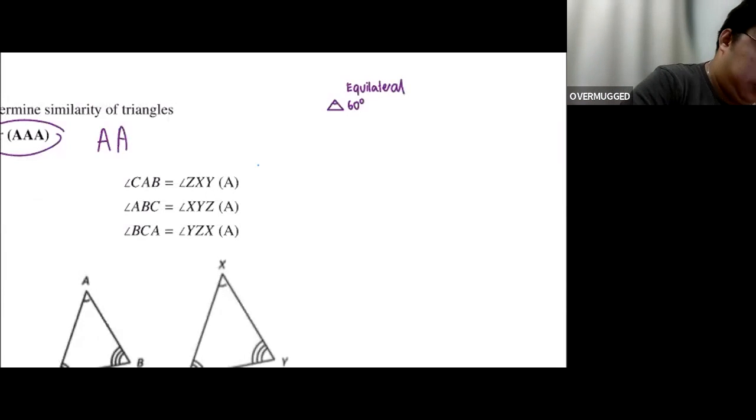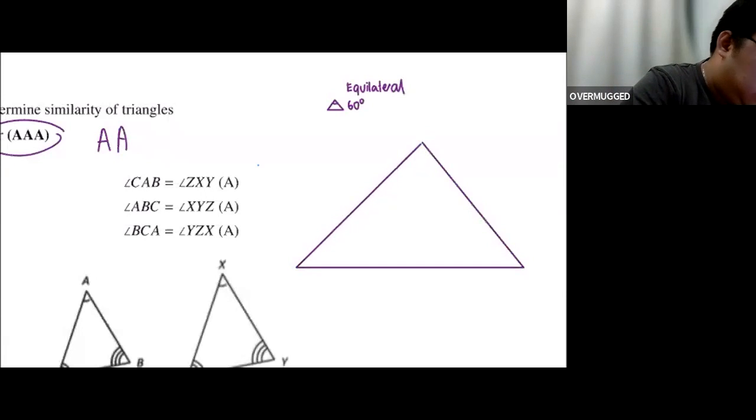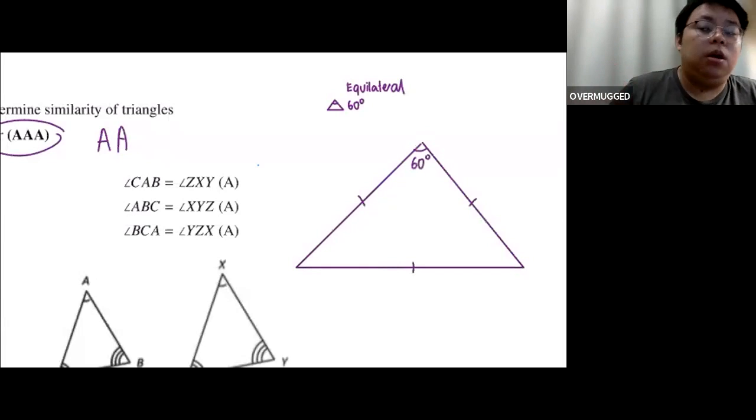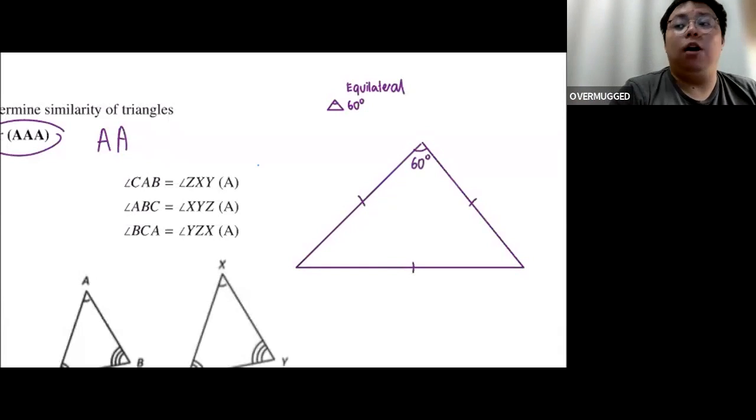Now, I'm going to draw another one. So here, this is another equilateral triangle. Obviously, my drawing is not very accurate. Okay, like that. And I'm going to claim that this is 60 as well. So if you tell me that triple A or double A is a congruency test, it means you're telling me that these two triangles here are the same. Is that true? Obviously not.